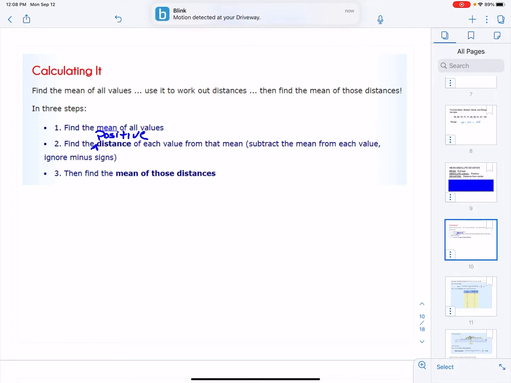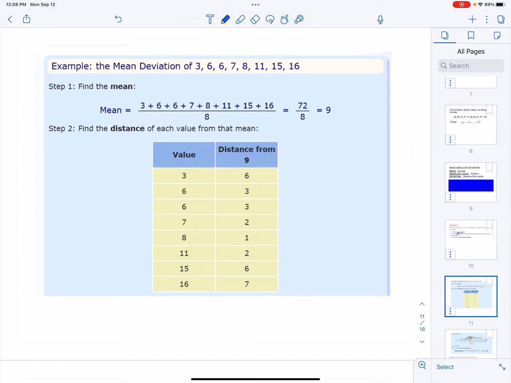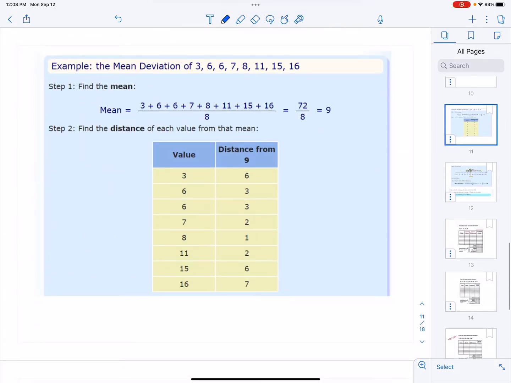So let's look at an example before we do one. So here's an example right here. We've got the data set of 3, 6, 6, 7, 8, 11, 15, and 16. So those are our data points. What we're going to do is first find the mean of the data. So we're going to add up all these numbers and divide by, in this case, 8, because there's 8 of them. We've already done that here. We've taken the 3, 6, 6, 7, 8, 11, 15, 16, added that up to get 72. We divided that by 8 to get 9. So the mean of our data is 9.